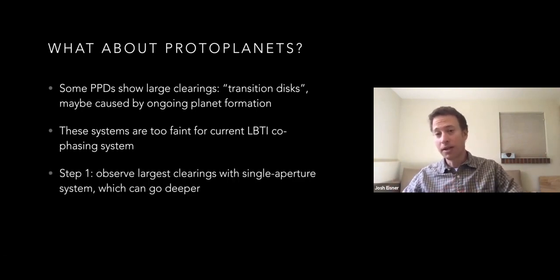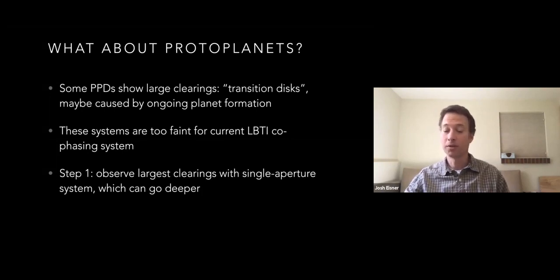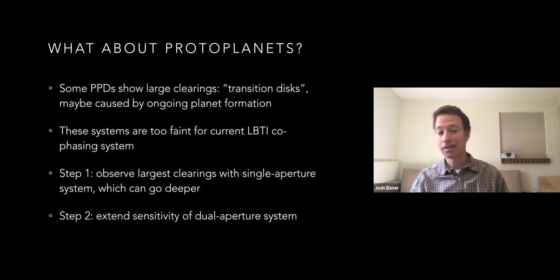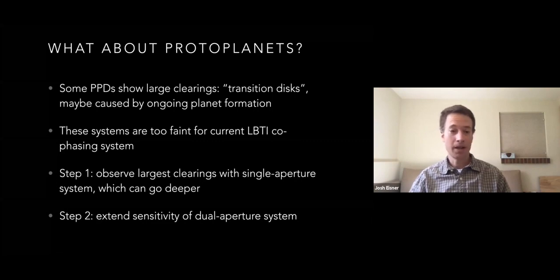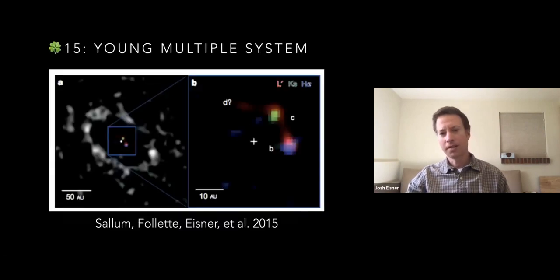Step 1, which we've already done, is to observe the largest transition disk clearings with single aperture non-redundant masking techniques. Like I said, the adaptive optics works there. We can already go deeper and sample more of those. Step 2 is to extend the sensitivity of this full 23-meter imager. I'll show you why even the ones we've done in step 1, we really want to do with that step 2 system.